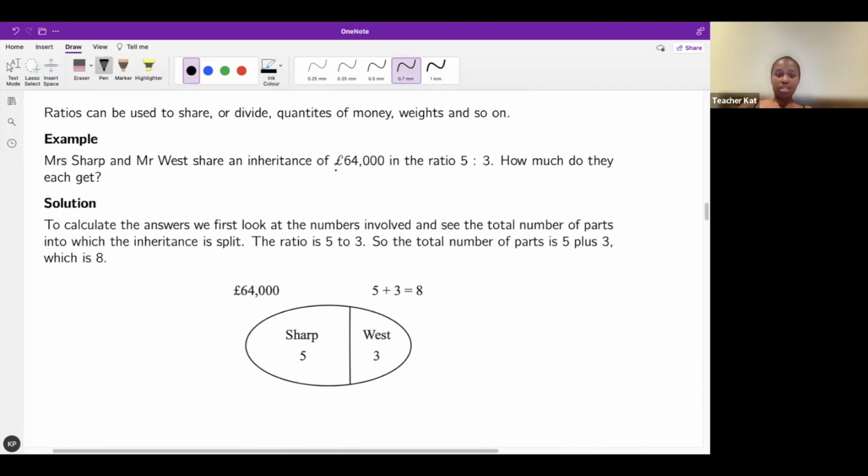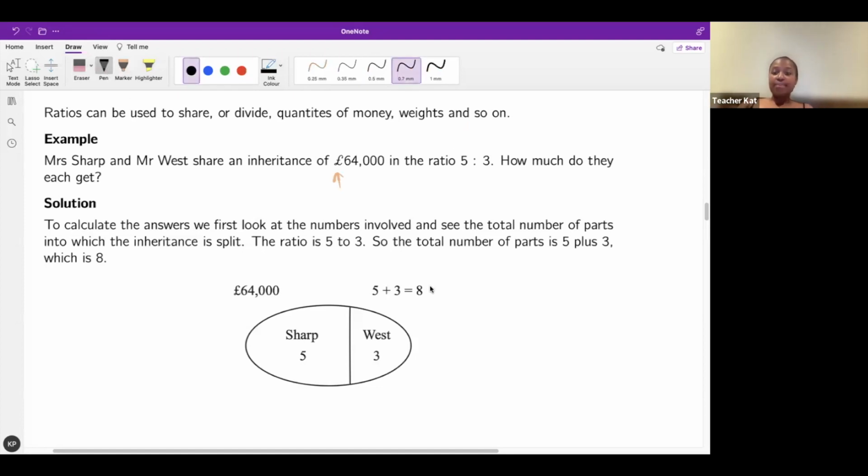Now let's look at this example. Are those pounds? I think that's pounds. I hope those are pounds. I'm pretty sure this is pounds.